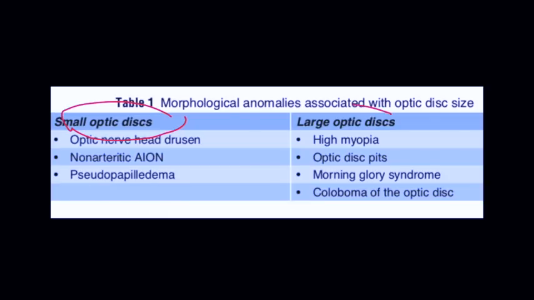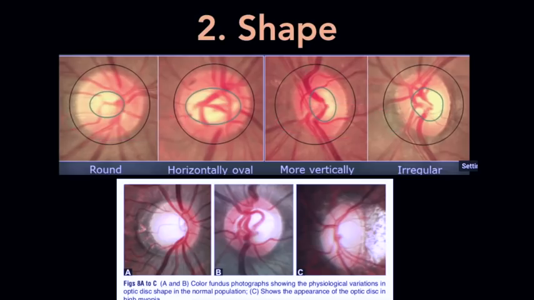But whenever you see a large optic disc, always think about high myopia and some of the congenital anomalies of the optic disc, like optic disc pit, morning glory syndrome, and coloboma as well, which is of very important significance. Now, as far as the shape is concerned, the most important thing to understand is that in high myopes you can have a tilted disc, a very much tilted disc with a lot of crescents and a lot of scars as well, and that is to be kept in mind.